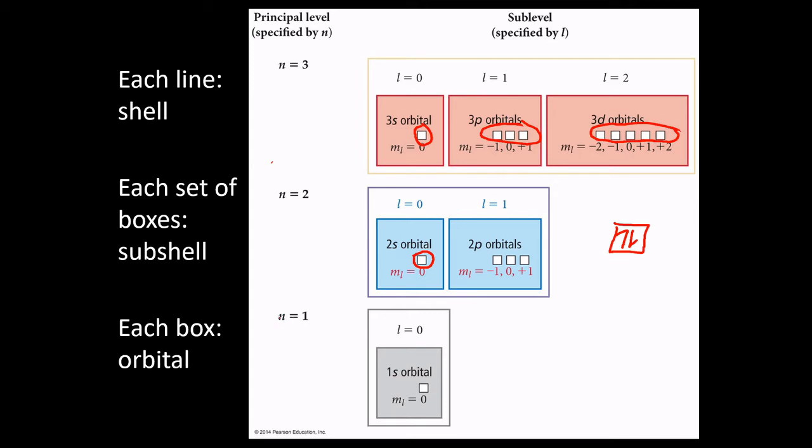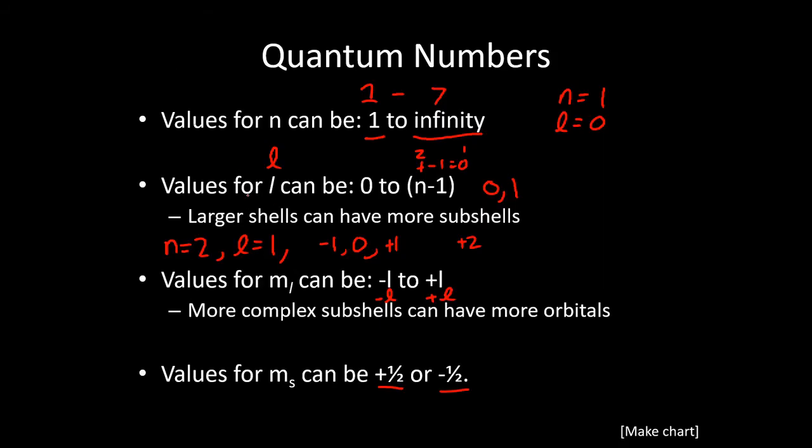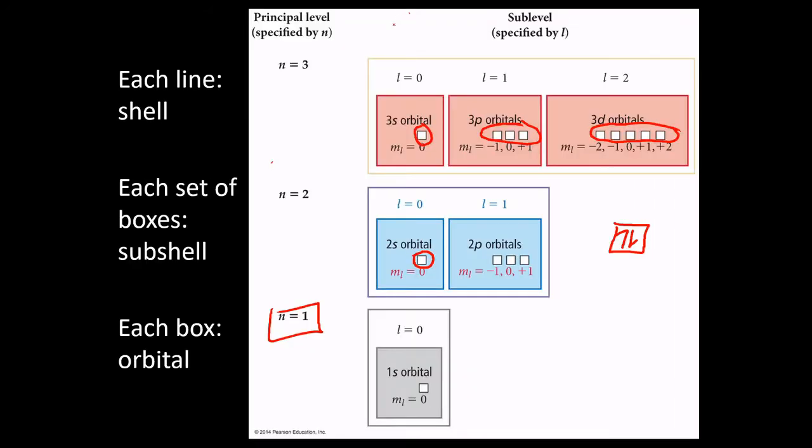So if you're in the first principal shell, that very first row in our warehouse, the rules tell us that the value for the second quantum number is from 0 to n minus 1, and therefore there is only one option. What that tells us is we only have one subshell in this first main shell.